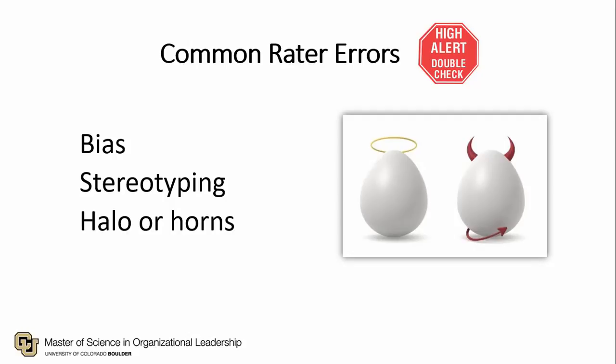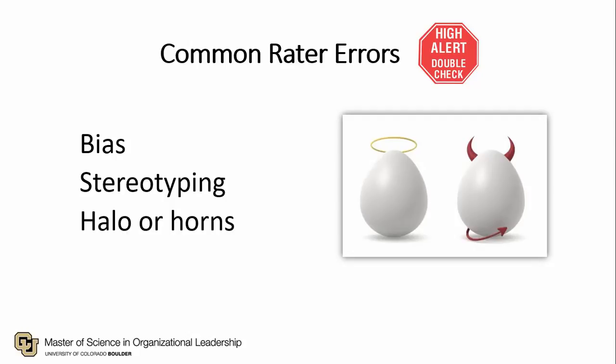The halo or horns error. The halo occurs when the evaluator has a generally positive, or negative, that's the horns, impression of an individual, and the evaluator then extends that general impression to other categories of performance to create an overall evaluation that is either positive or negative. We need to objectively evaluate individual employees based on their actual performance, not on something that we are associating with that individual in either a positive or negative way.